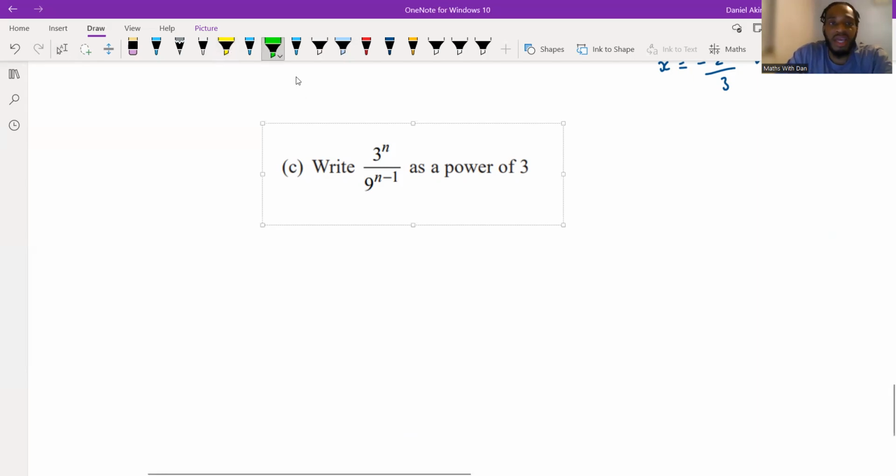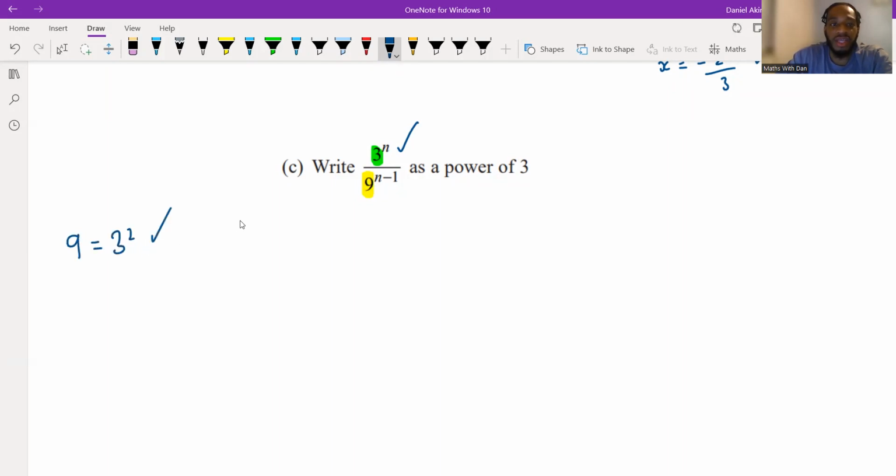So what I can see here is I have a base here. This is 3, right? I have another base here, which is a 9, yeah? Well, since I want it as a power of 3, it makes sense to leave this one because this is already a power of 3, right? The base is 3. And then what I can do here is look at the 9. Well, I know that 9 is equal to 3 squared, right?